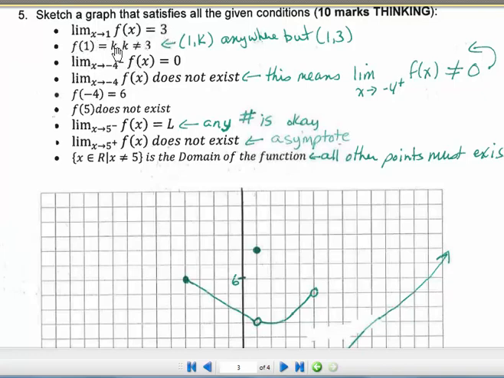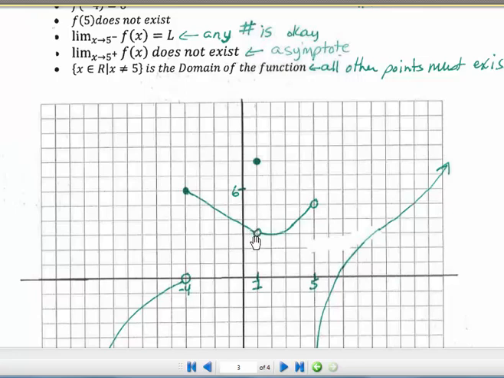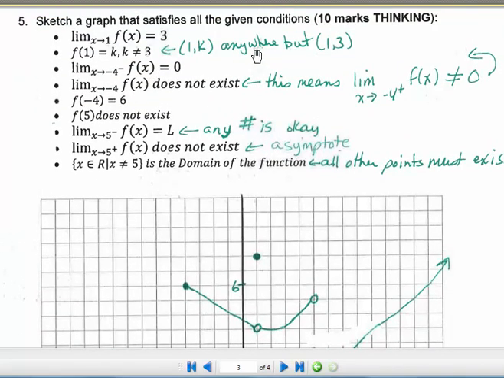Second one here, f of 1 equals k. So when I put an x value of 1 in, I get some answer k, where k is not 3. Essentially that's telling me that I cannot have a filled-in circle at that spot right there. So I just picked one up here, meaning that there is a value that exists. Any value at all other than 3 would be fine for the second part here, and of course that's what I wrote here. That means there is a point (1, k), anywhere but 3. k is just some variable, just like every other variable you've ever seen. It represents any value, except in this case, not the value 3.